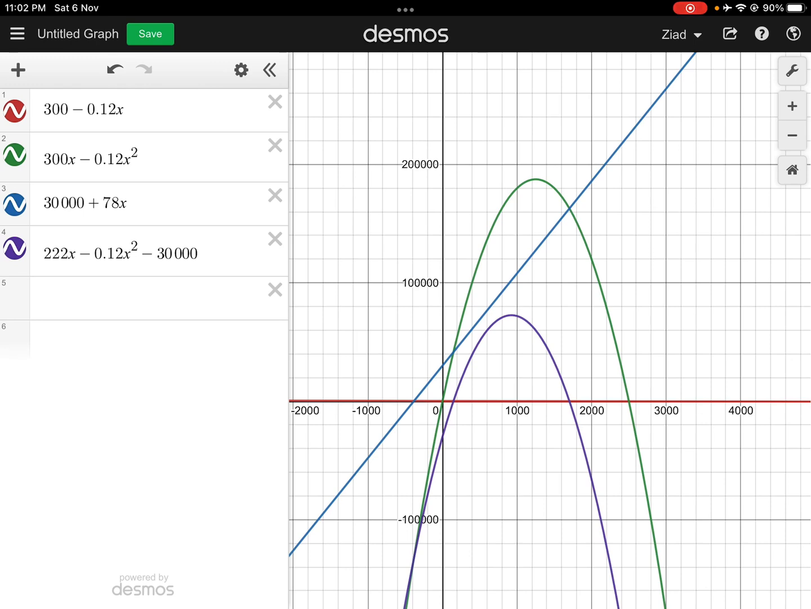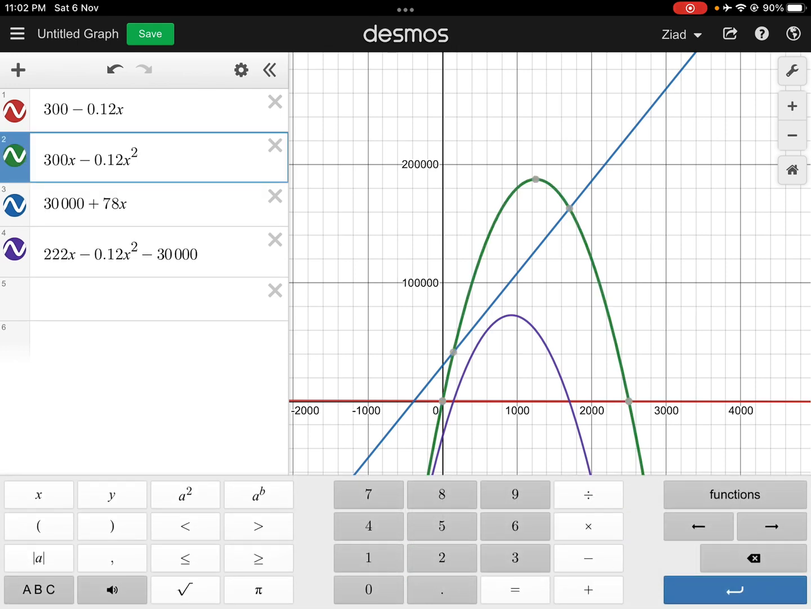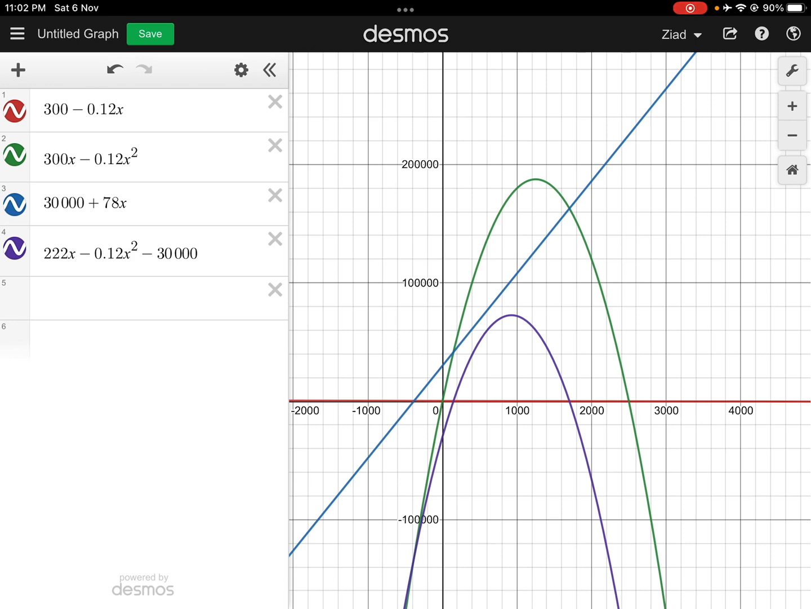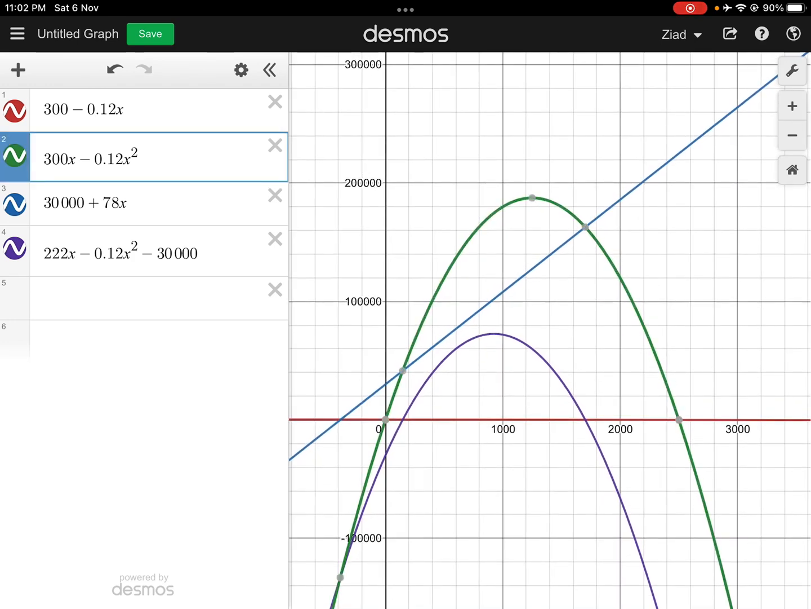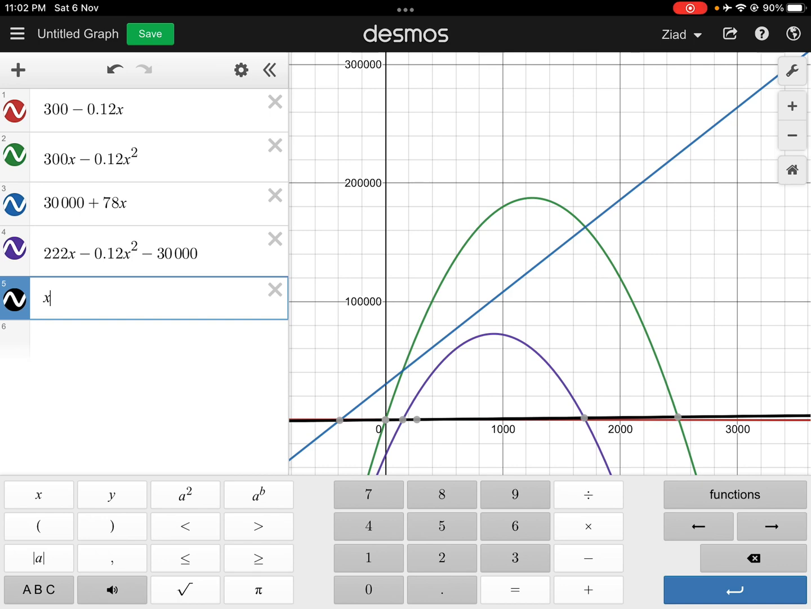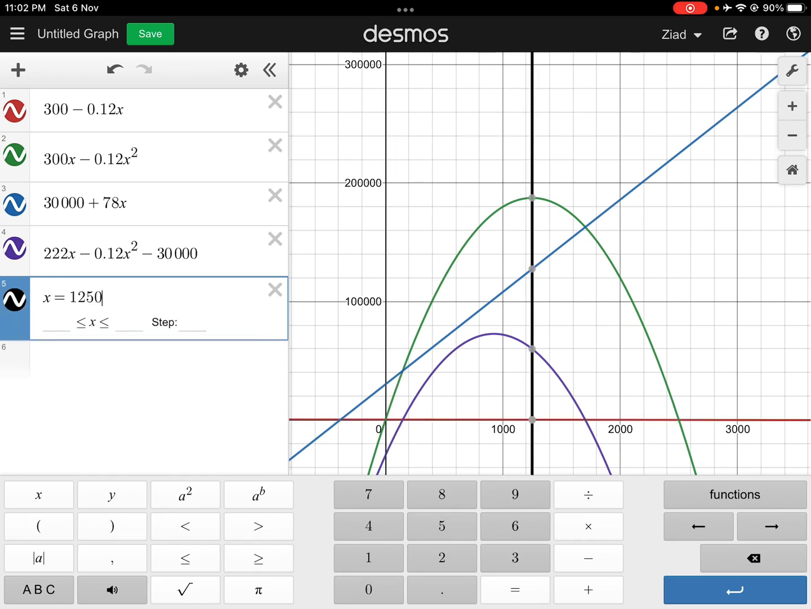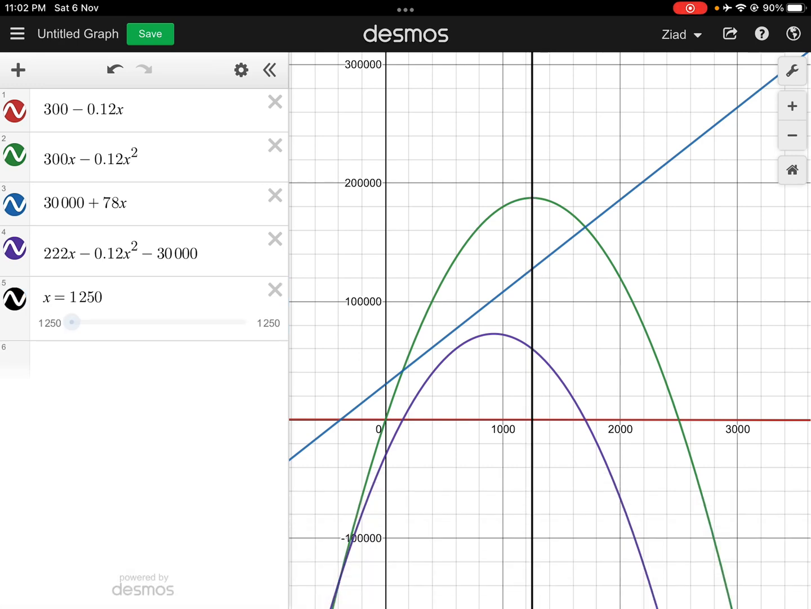In any case, the revenue is the green, and look, the maximum of the green graph, let's all look at it here. And what is it? Yes, at 1,250 X, you get the maximum revenue 187,500. Perfect. So now let me see when X equals 1,250. So X is just 1,250. Look at this.